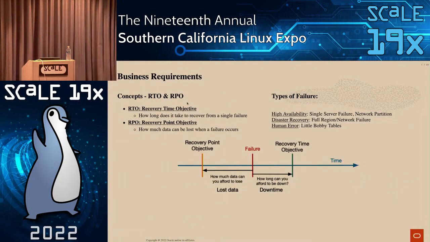And the two concepts I suppose most of us are familiar with are recovery time objective and recovery point objective. So RTO, recovery time objective, is how long does it take to recover from a certain failure? And a recovery point objective is how much data can we lose when a failure occurs, right? So that's important. We have this lined out here. So we have time, there's a failure. So the RTO is how long can you afford to be down? And then the RPO is how much of that data will you lose when a certain failure happens?